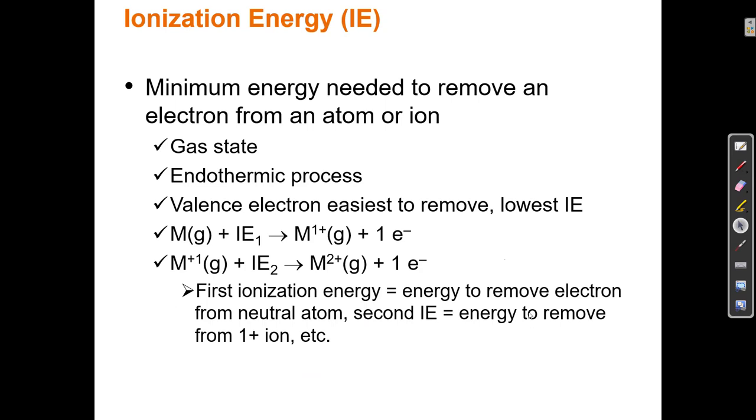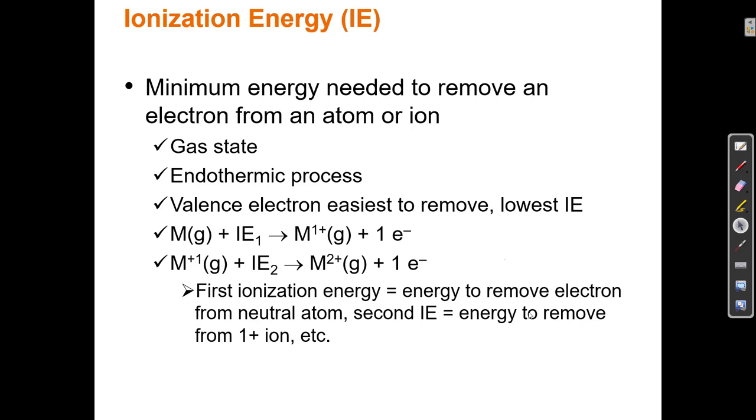The ionization energy is the energy needed to remove an electron from an atom or an ion. To ionize something, there's really two ways to do it. I can make a cation or an anion. But when we're talking about ionization energy, we're talking about making a cation. So we're talking about removing electrons from something. We're pulling the electrons away.